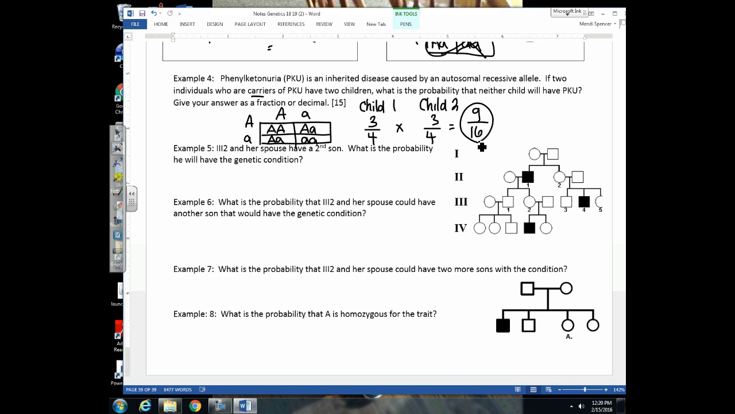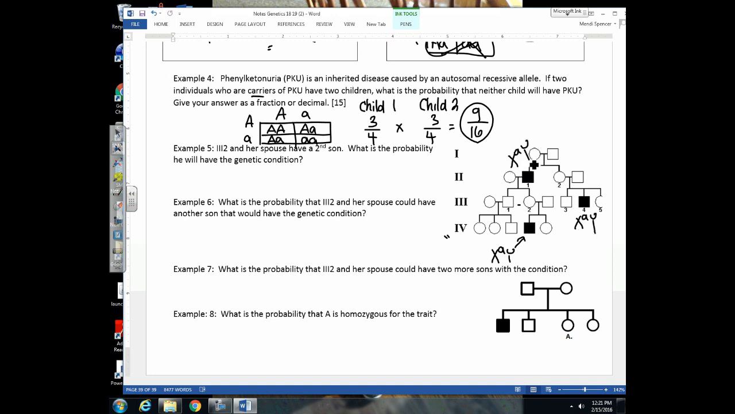Example 5 says 3, 2 and her spouse have a second son. What is the probability he will have this genetic condition? And we see that in this pedigree here. And we can tell since we have males with the trait and only males, this must be a sex-linked trait and it's skipping generations, so it must be sex-linked recessive. So that means that these males that have the trait have a lowercase letter on their X. So we can go ahead and indicate those.